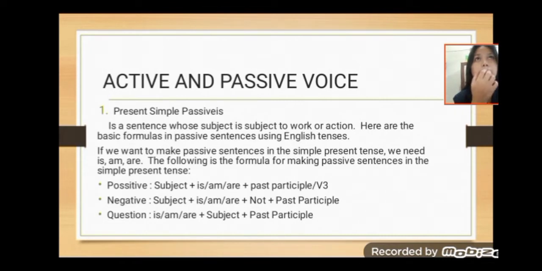So now I want to explain material about active and passive voice. The first, present simple passive, is a sentence whose subject is subject to work or action. Here are the basic formulas for passive sentences using English tenses. If we want to make a passive sentence in the simple present tense, we need is or are. The following is the formula for making a passive sentence in the simple present tense.